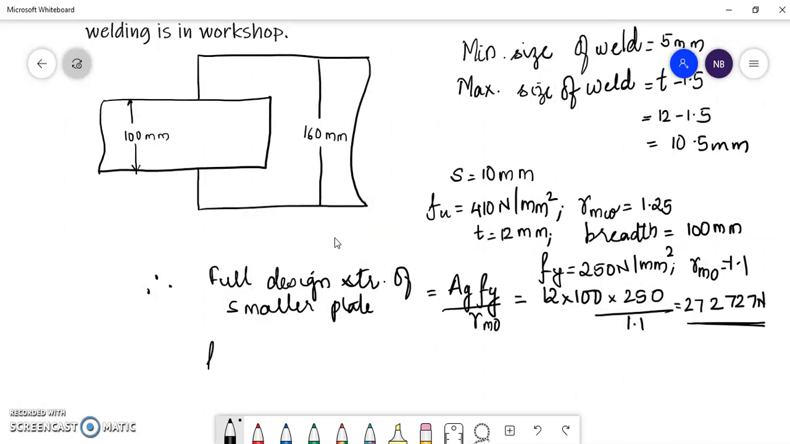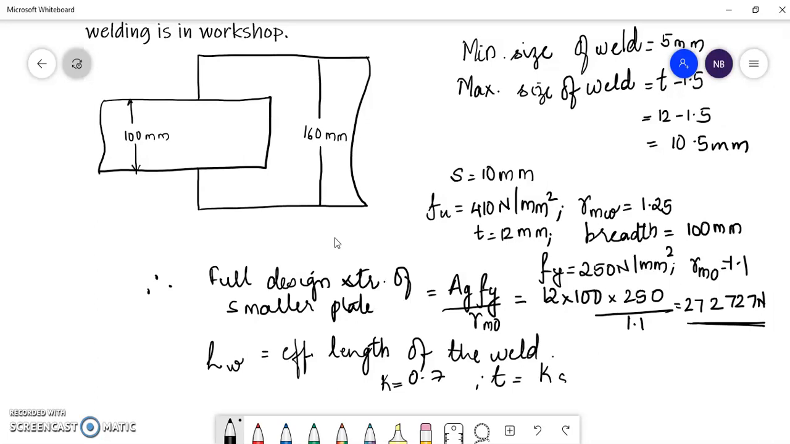Now let L suffix W be the effective length of the weld. We are assuming a normal weld. We know that the value of K depends upon the angle that the two plates make with each other. Now in this case we have not been told what angle it makes, so we are assuming normal welds. So the value of K will be 0.7. T is to be taken as K into S, so 0.7 into 10, which is 7 mm.